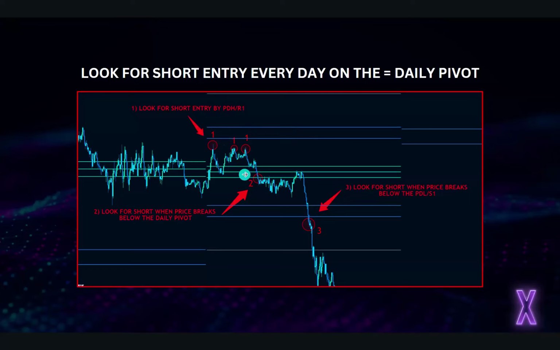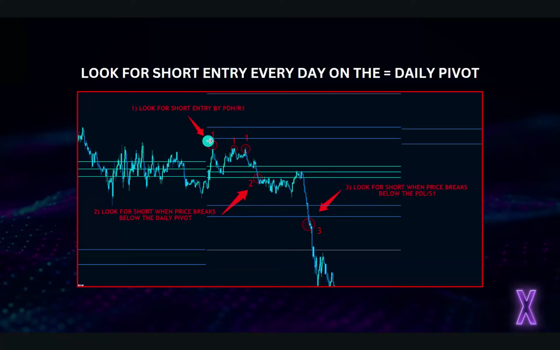Number two, price breaks below the pivots. And that's also another area we can look to take a short entry, and you can see it broke below, retested, and then dropped. And number three would be when price breaks below previous day low and support one. So these are the three locations we're looking to take entries.